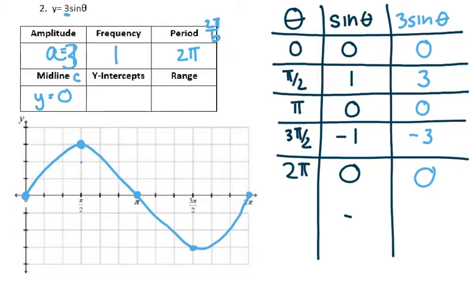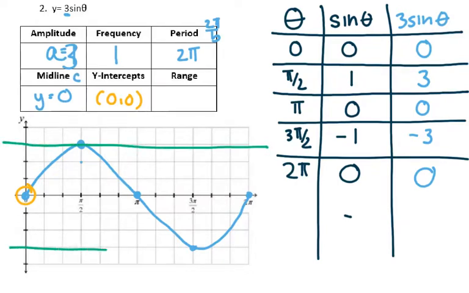Now looking for my y-intercepts and my range for this problem, I have my y-intercept here at the point (0, 0). And for the range, I'm going to be looking between my max and my min. What am I oscillating between? And in this case, I'm going between a positive 3 and down here at a negative 3. So I can write my range from negative 3 to positive 3.